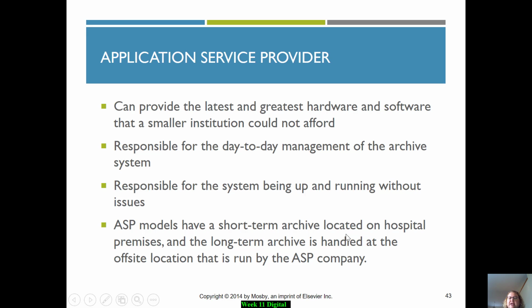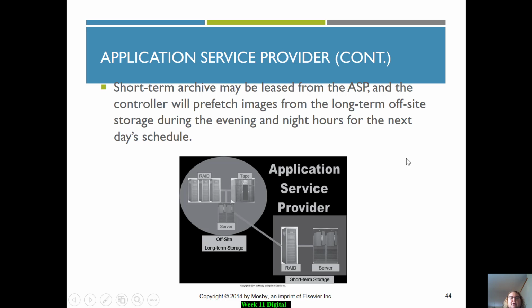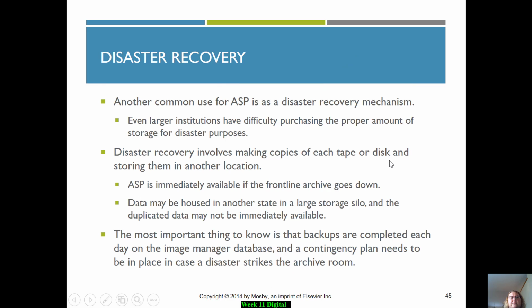So these give you a short-term archive located at the hospital, but the long-term archive is going to be handled by that outside company. It's pretty convenient for a hospital system, or, like I said, somebody working in a small urgent care that's not part of that hospital system. So your short-term archive may be leased from that ASP, and they can control prefetching images from that long-term site that they want to view.